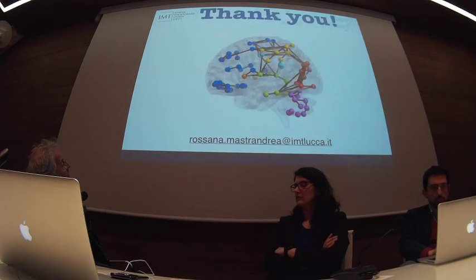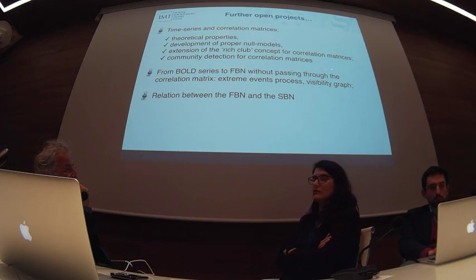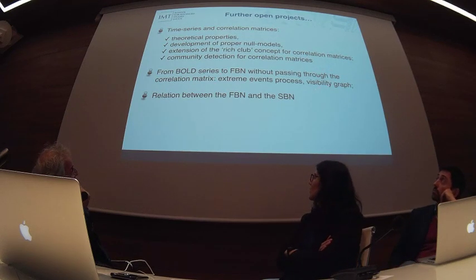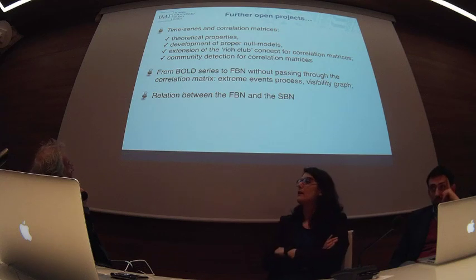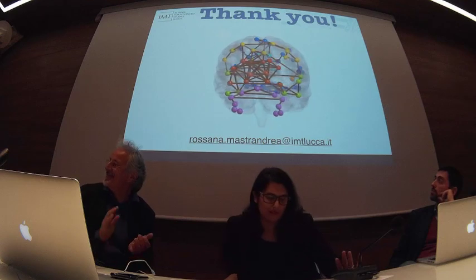So, a general study of time series and correlation matrices: structural properties, null models and community detection, and also the possibility to obtain the functional brain network from the time series without using the correlation matrix. For example, with extreme events process theory and visibility graphs. And that's all. Thanks. This is my email if you want to contact me.